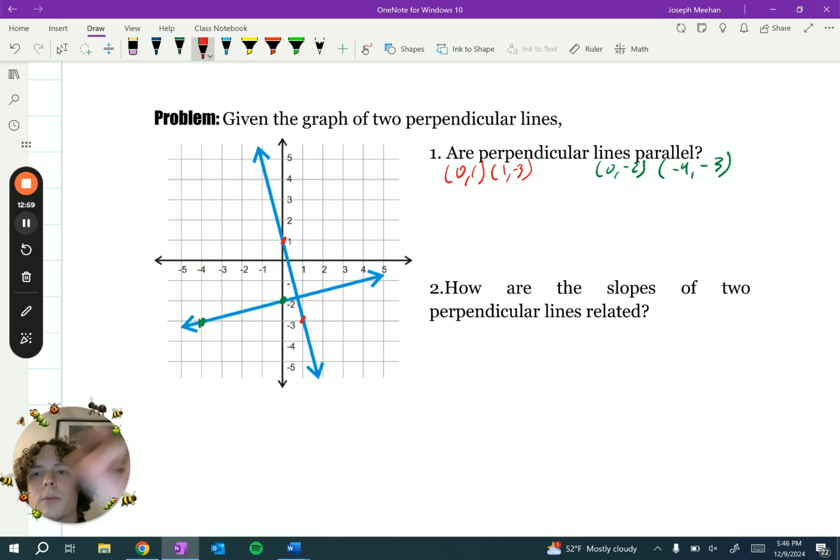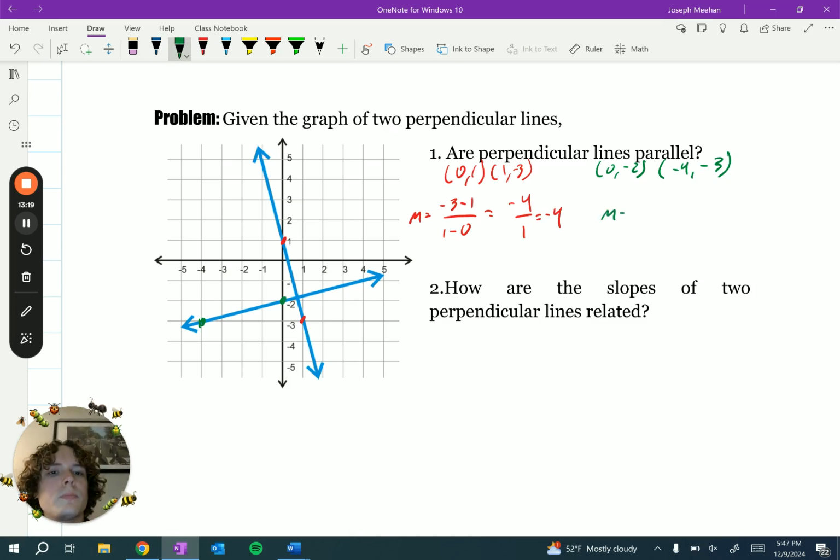So let's figure out if these perpendicular lines are parallel. Again, it may seem like a silly idea, but we're just proving it here for ourselves. The slope here is -3 minus 1 over 1 minus 0, which will give us -4 over 1, so -4. So the slope of that first line is -4.